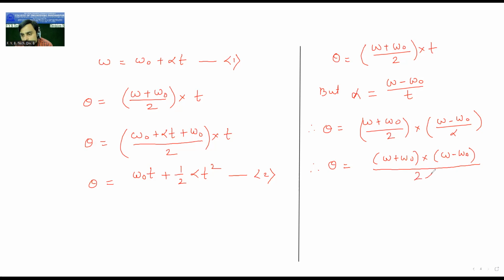So now which is equal to 2 into alpha. Therefore, 2 alpha theta is equal to, it is a square plus b square. So omega square, a plus b, a minus b, a square minus b square. So shift this term to this side. So omega square is equal to omega 0 square plus 2 alpha theta. So this is your equation number 3. This is the equation number 3. Okay. Is it done? Yes, over, sir. Okay.